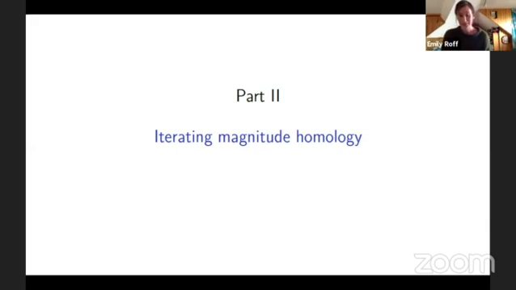But how should we define it? So according to the recipe that I've just given you, we need to start with a size on the enriching category, the category of metric spaces. And what is the size of a metric space? Well, how about magnitude itself?